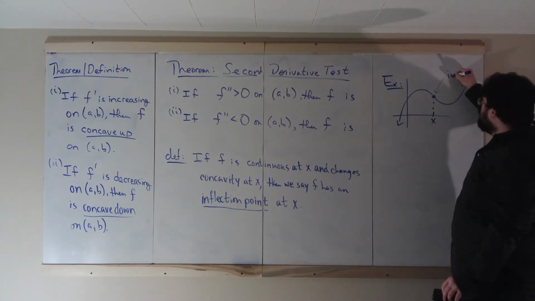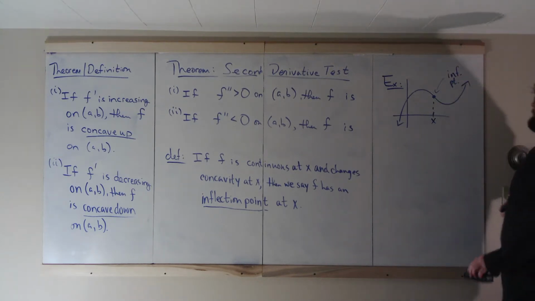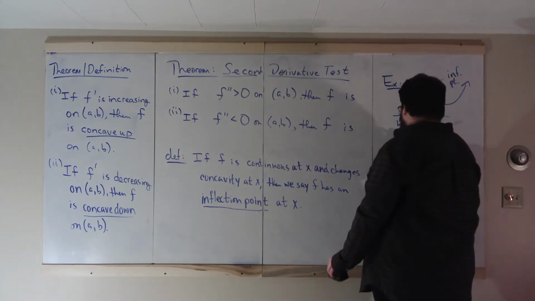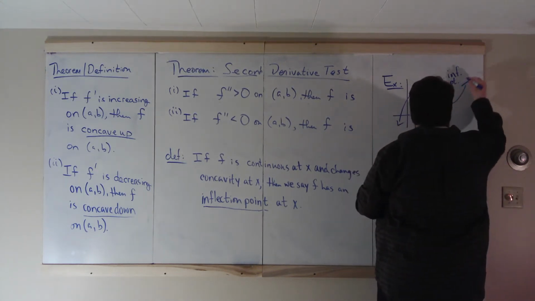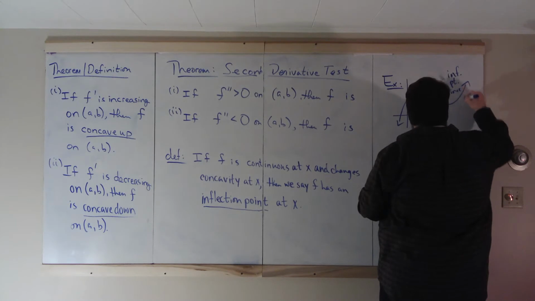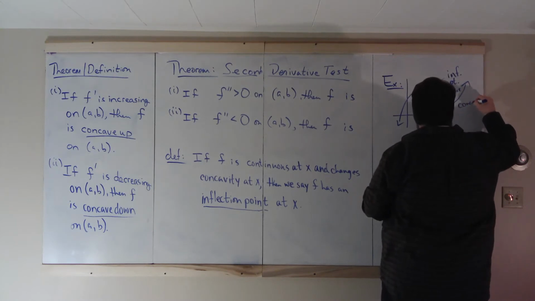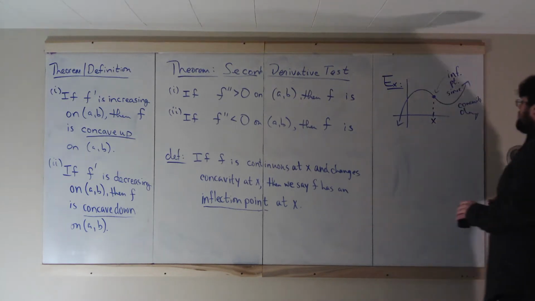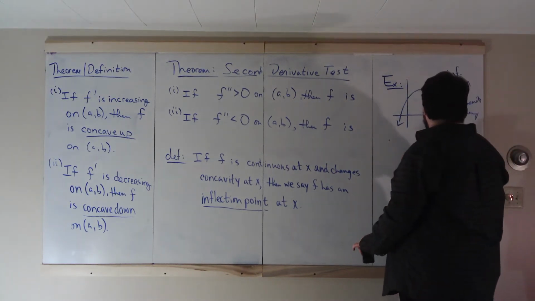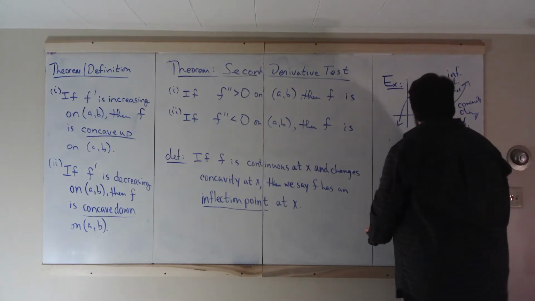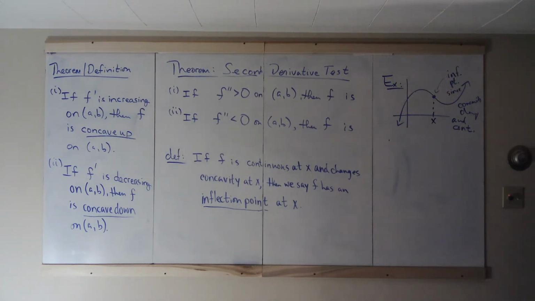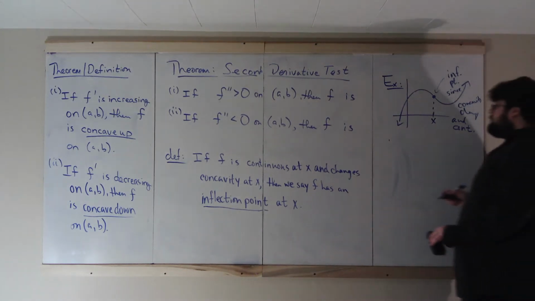So we'll call this an inflection point, INF point. That's if it's continuous. Let's say inflection point since concavity changes through that point, and continuous. That's the entire point of these two examples. Inflection point since concavity changes at that point, and it's continuous at that point.